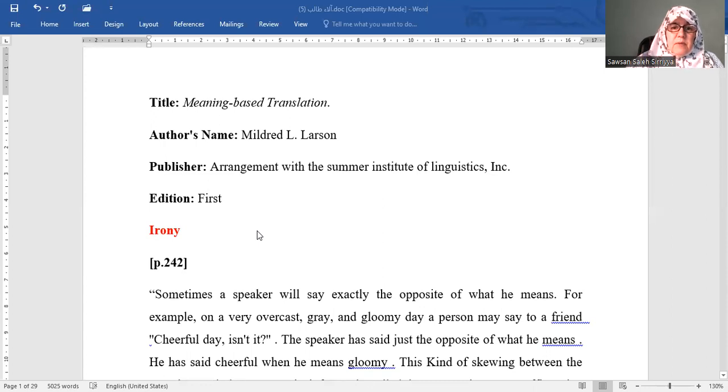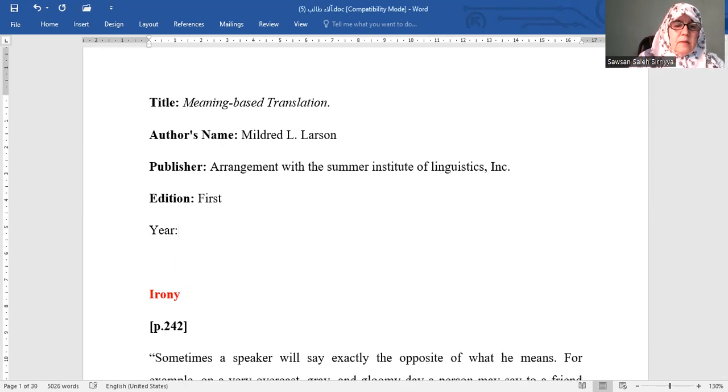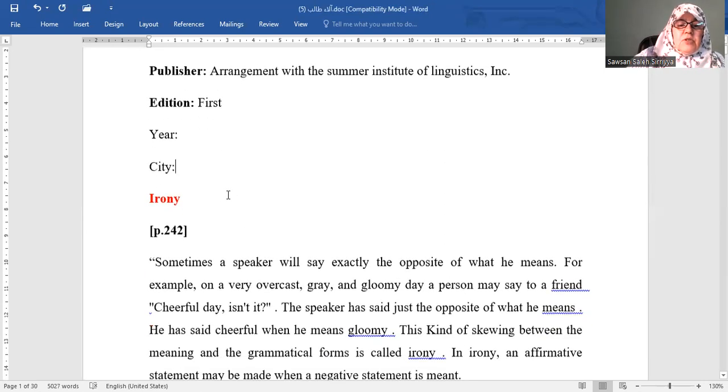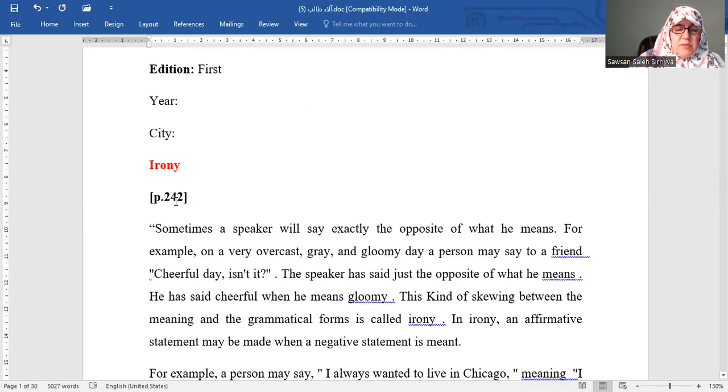Look at this example. This is a student who is writing a research paper. She collected the important information about the writer. The title here, this is a book, this is the author's name, this is the publisher, this is the edition, and of course she forgot here to write the year, the publisher, edition, year, and the city. Now, she found a certain quotation from this book. So she wrote the page number.